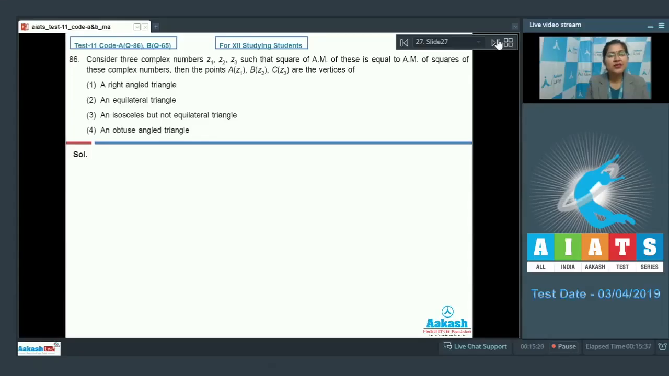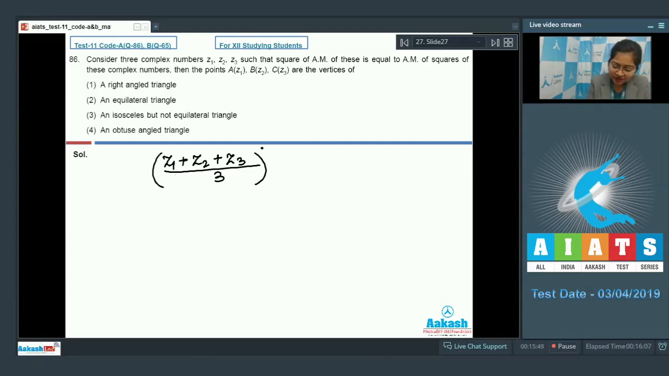Next is question number 86, which says: consider three complex numbers z1, z2, z3 such that the square of the AM of these is equal to the AM of the squares of these complex numbers. Then the points A, B, C are the vertices of which triangle? Here it has been given that the square of the AM of these numbers, that is the arithmetic mean of these three numbers, is this one.